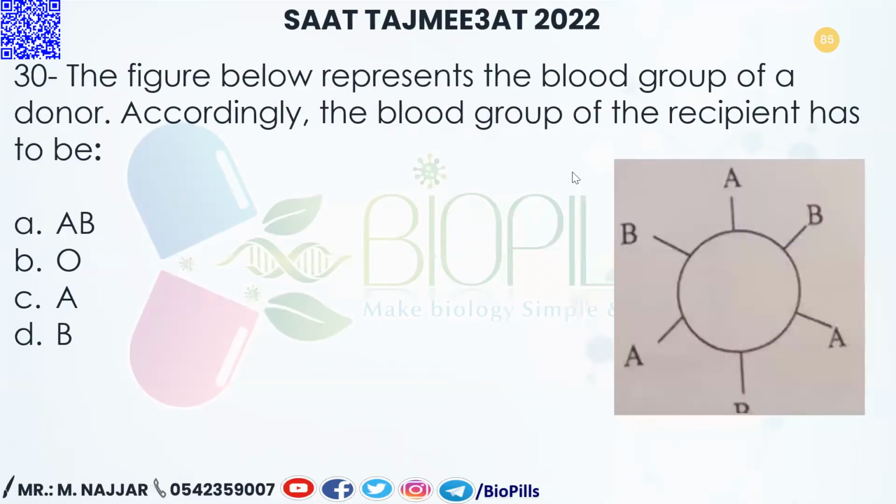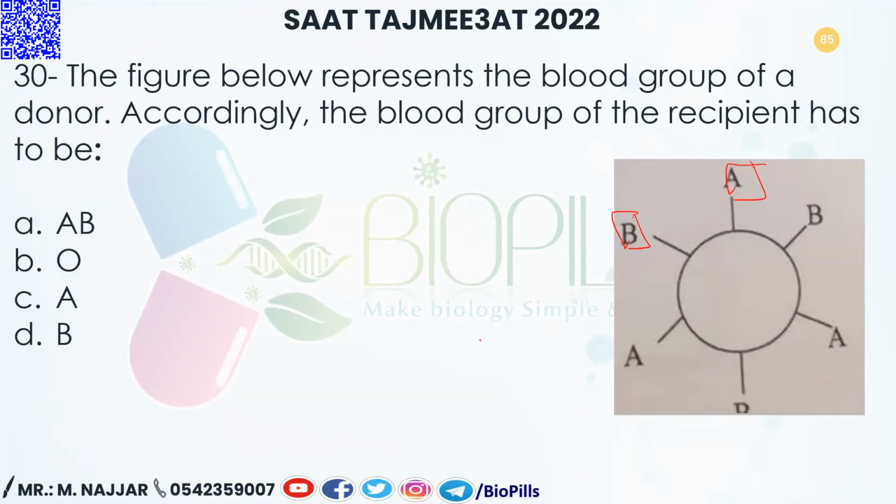Question number 30. The figure below represents the blood group of a donor. Accordingly, the blood group of the recipient has to be AB, O, A, or B. If you have a look here, you're going to find that the blood group of the donor has both antigens, antigen A and antigen B.